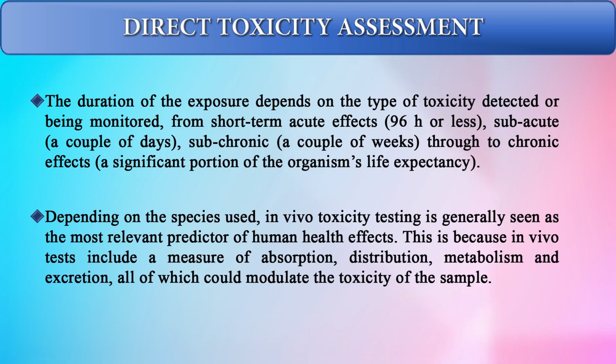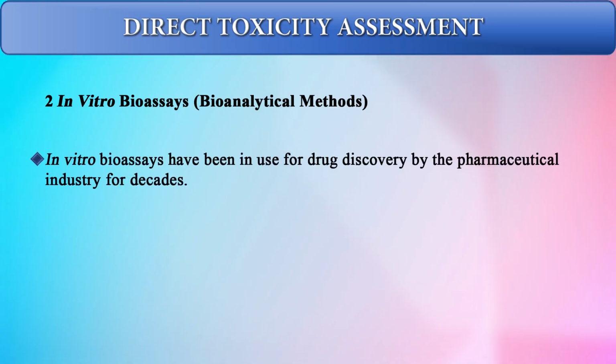Depending on the species used, in vivo toxicity testing is generally seen as the most relevant predictor of human health effect. This is because in vivo tests include a measure of absorption, distribution, metabolism and excretion, all of which could modulate the toxicity of the sample. The second direct method is in vitro bioassay or bioanalytical method. In vitro bioassays have been in use for drug discovery by the pharmaceutical industry for decades.